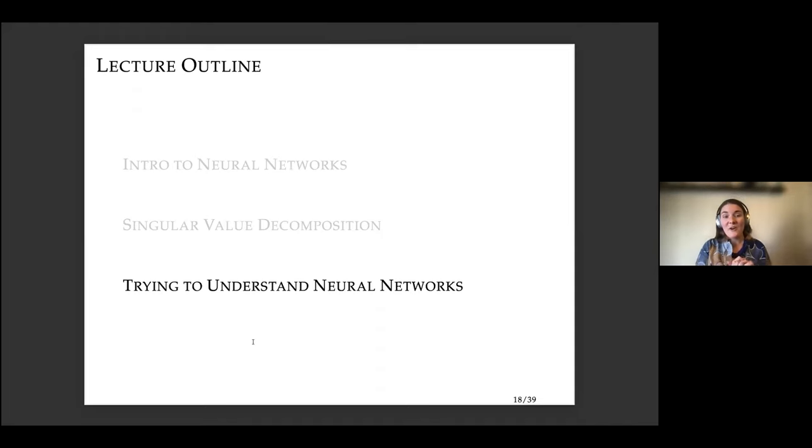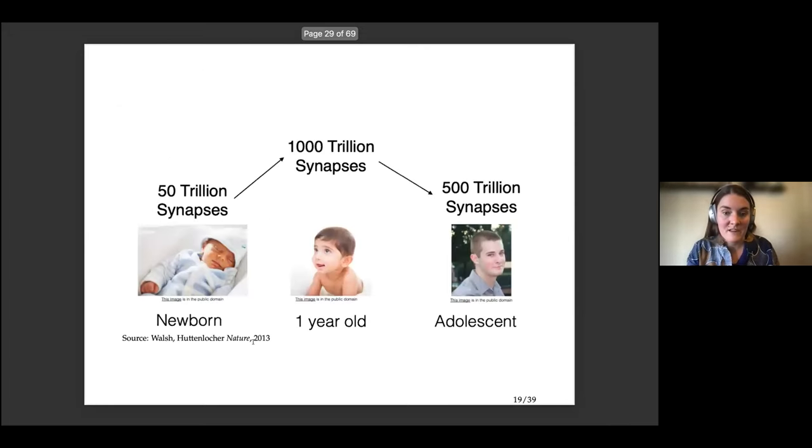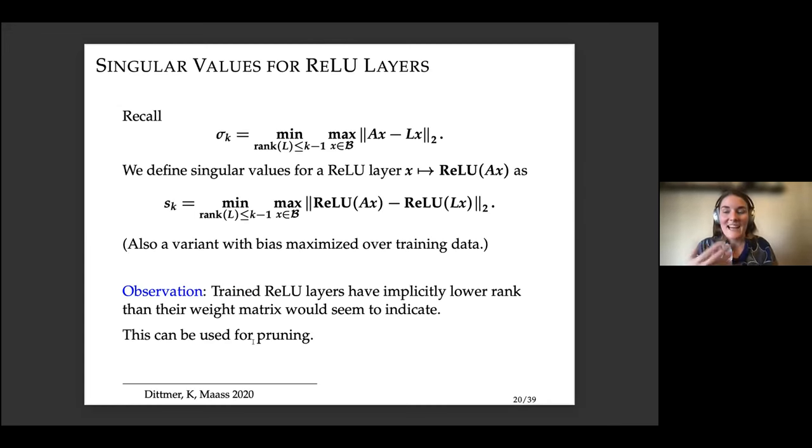Okay, so now what we're going to get to is the potpourri: a couple of different directions and methods for mathematically analyzing neural networks. So let's go back to this picture of the evidence of the brains of developing humans, overtraining, and then pruning back. And now let's go back to that min-max problem. We recall that the kth singular value we can write as a min-max problem, where we're minimizing over all matrices of a certain bounded rank, and we're maximizing over all points in the unit ball.